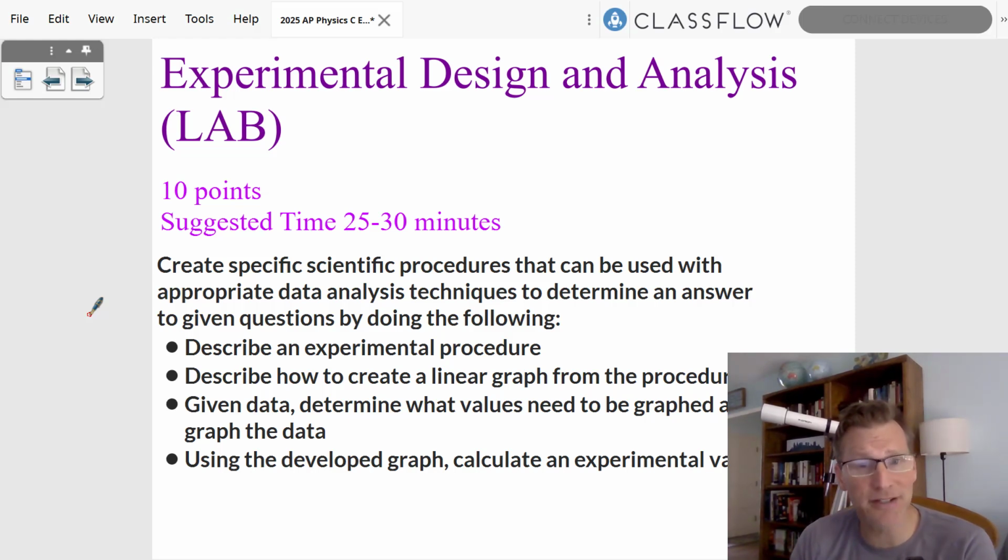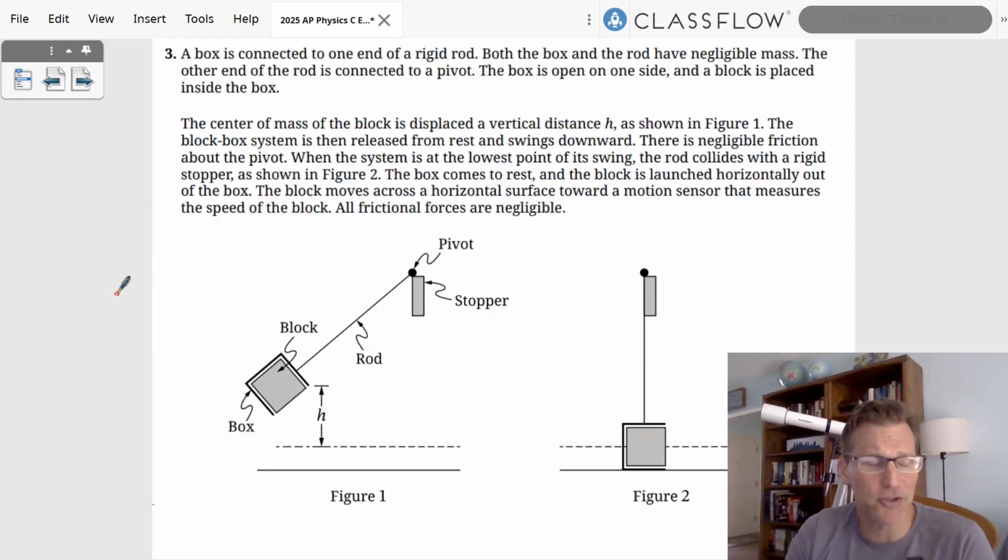You're going to create specific scientific procedures with this question number 3 that can be used, with appropriate data analysis techniques, to determine an answer to a question. And you're going to always have to do 3 things. Number 1, you're going to have to come up with your own experimental procedure. Number 2, you're going to have to take that experimental procedure and describe how you would create a linear graph. Then they're going to give you data, and they're going to have you determine what values you need to graph. They're going to actually have you graph that data. Then using that graph, and probably the slope or the y-intercept, be able to calculate an experimental value. So let's get to this question.